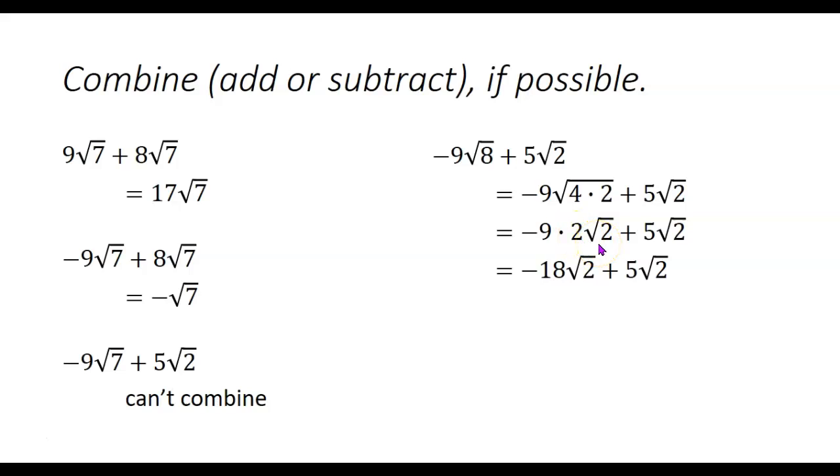That's one of the things we were talking about last time. And now we've got negative 18 times the square root of 2 plus 5 times the square root of 2. And now these are like radicals, so they can be combined into negative 13 root 2. The negative 18 plus the positive 5 add up to negative 13. So the negative 18 root 2 plus the 5 root 2 combine to negative 13 root 2.